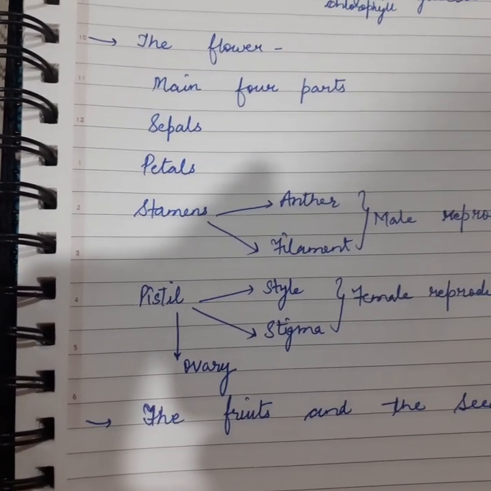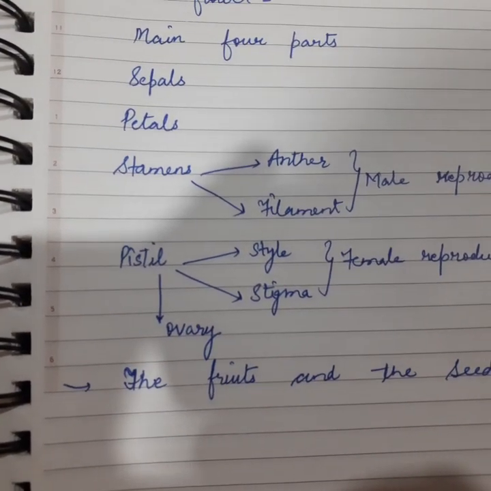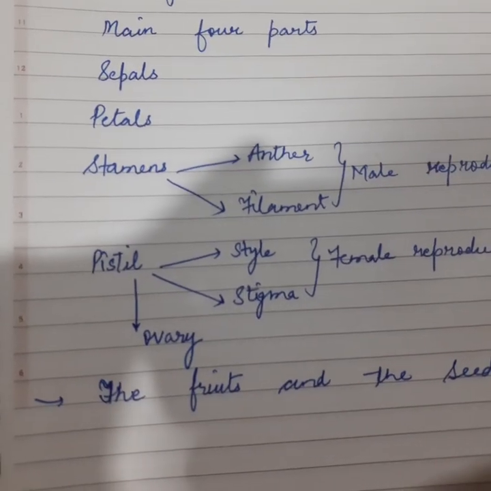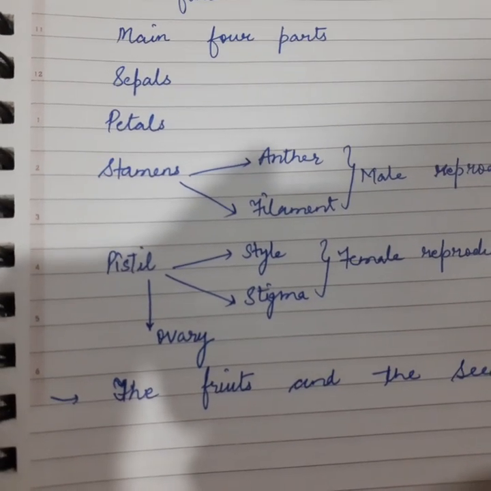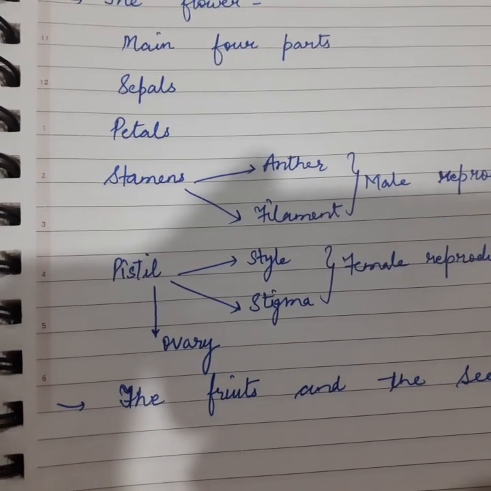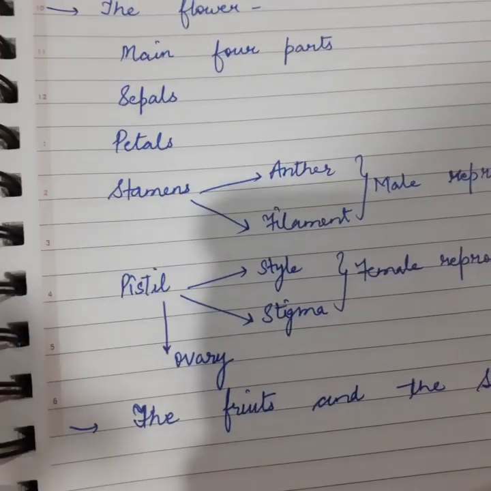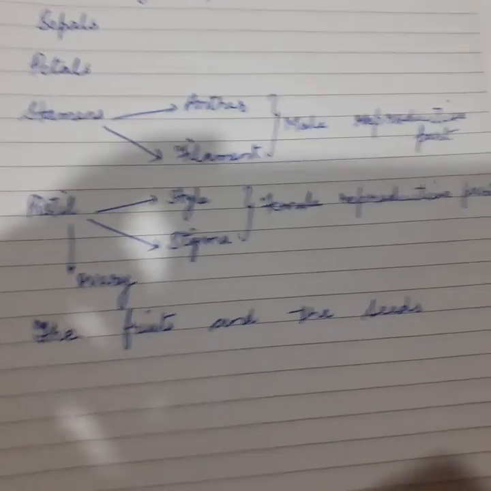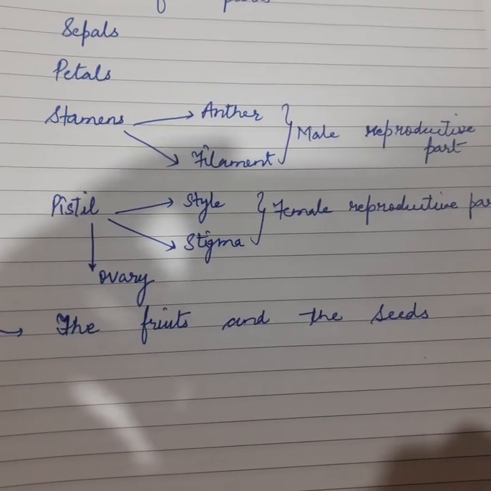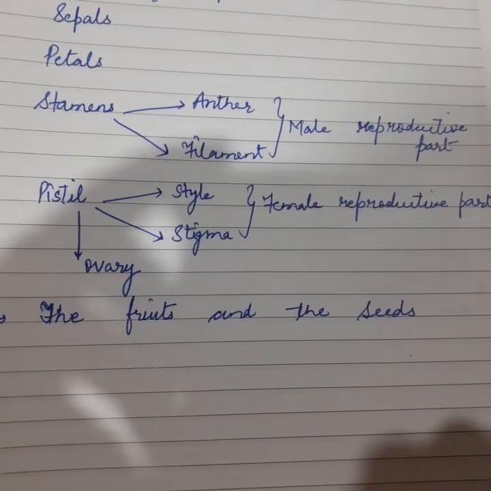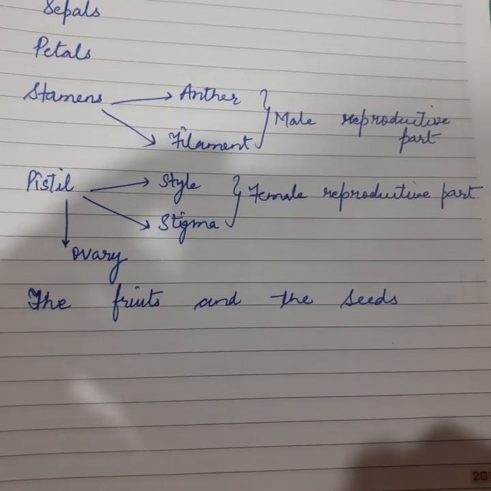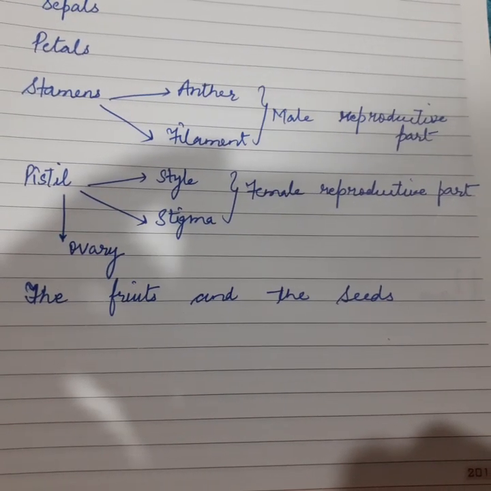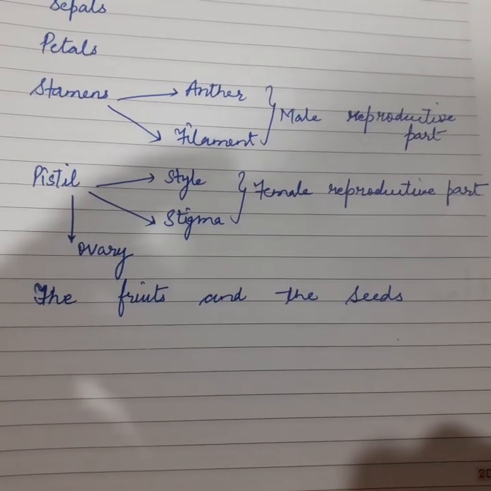Flower has main four parts: sepals, petals, stamen, pistil. Sepal is a green color part from which we hold a flower. Petals are the colorful part of a plant from bud they are created. Then stamen. Stamen consists of two parts, anther and filament. They both are called male reproductive part of a plant. Fourth is pistil. Pistil consists style, stigma and ovary, and all three are called female reproductive part of a flower.